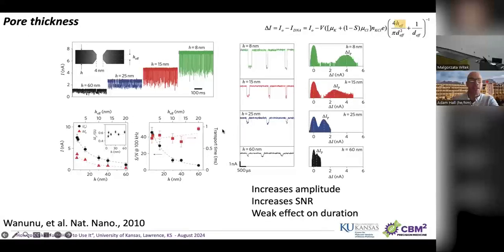In this case, for example, as you decrease the pore thickness, going from 60 down to 8 nanometers, you can see that the amplitude increases in a stepwise way, right? So you increase amplitude with decreasing pore thickness. You also increase the signal to noise ratio, right? The amplitude is getting larger much faster than the noise in the baseline is getting bigger. That means it's easier to measure things as you get to a thinner pore. And it has a weak effect on duration, not unlike the sizes.